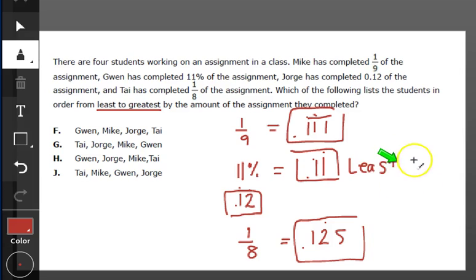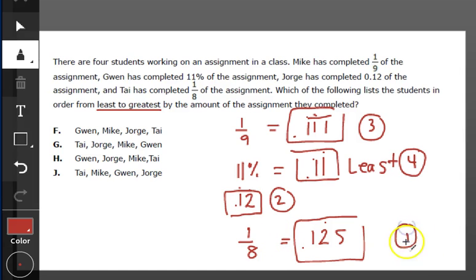So maybe I'm going to call this maybe not number 1, but maybe number 4. So this is our least. I'll call this number 4, and then we'll go back and get the names in just a minute. The next one in line would be the 0.111 repeating. So he's number 3 in line. And then we go to our 0.12 and our 0.125. It looks like our number 2 in line for bigness is 0.12 and our number 1 is 0.125.